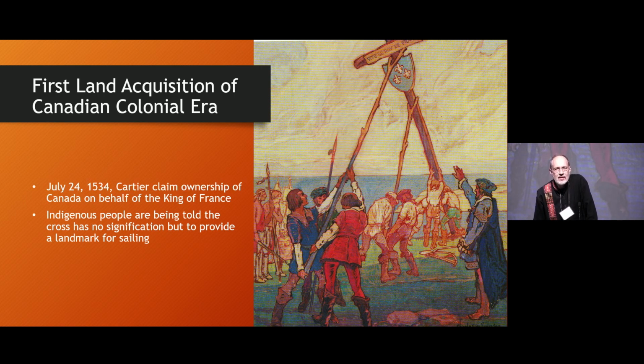And the proof that this land belonged to the King of France is that I'm going to put a cross there. While he wrote himself in his diary that when he put the cross up, he told the indigenous people who were there that it had no other signification than being a sign to help him navigate and find his way. So this was the first commercial transaction, maybe not in North America, but certainly in Canada, done by a settler.